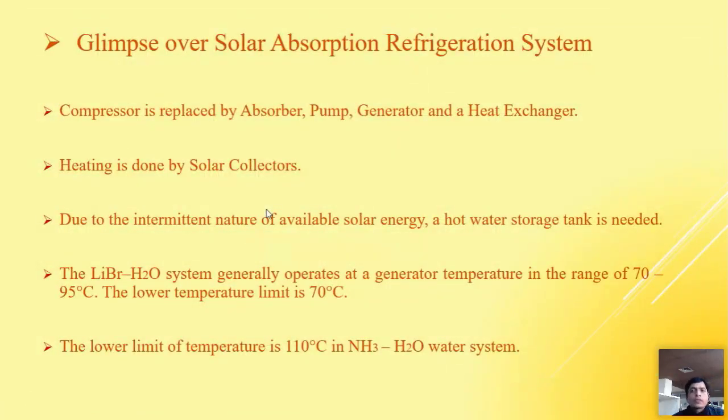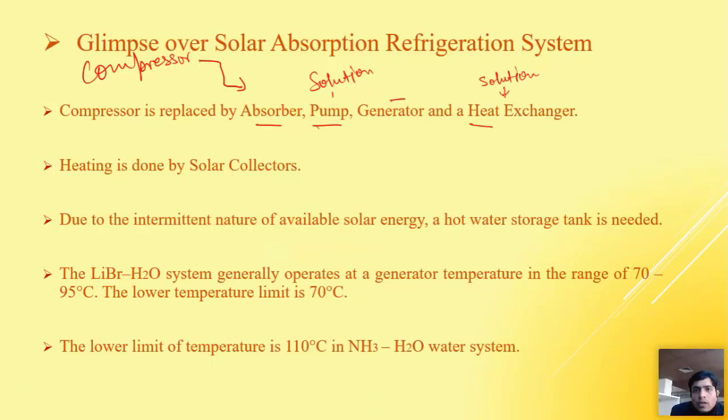So, a glimpse over the solar absorption refrigeration system. The compressor is replaced by the absorber. We have already gone through this, so probably this slide is very easy for you all. The compressor was replaced by the absorber, the solution pump, the generator, and the solution heat exchanger. Here we have also used another thing, which is the pressure reducing valve, so you may also add that. Heating is done by solar collectors here, and for non-reliable systems you may talk about auxiliary heaters also, which I will definitely not recommend in India.